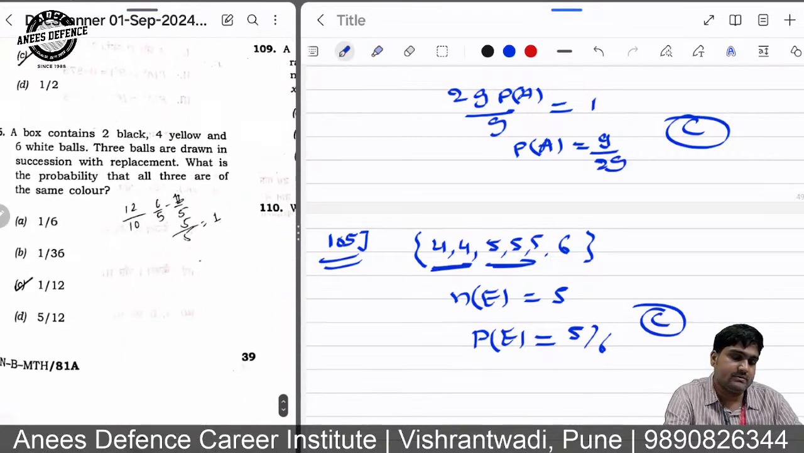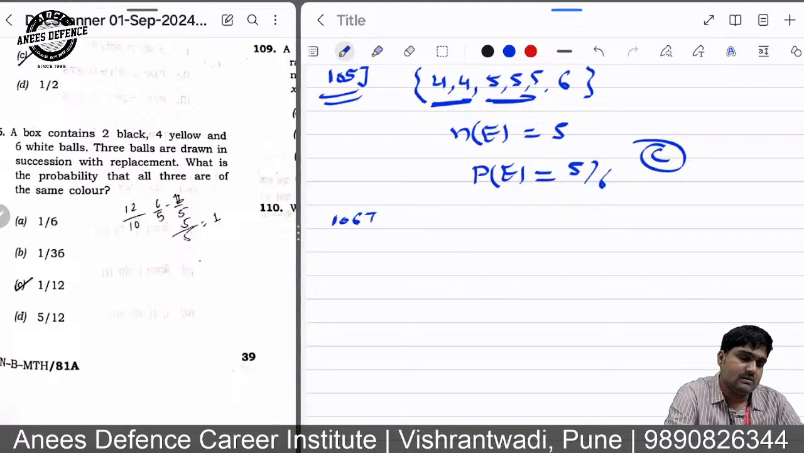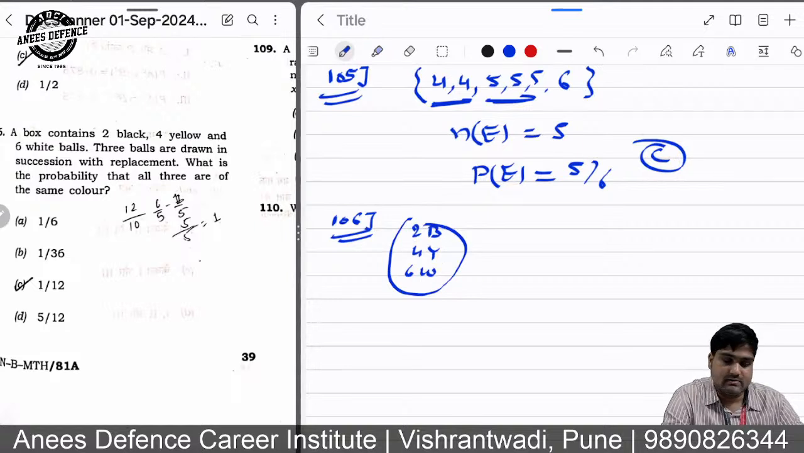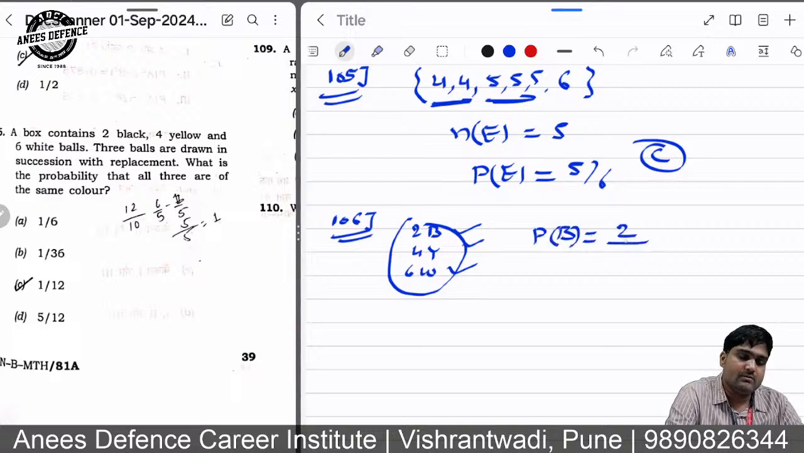Okay, question number 106. A box contains 2 black balls, 4 yellow balls, and 6 white balls. 3 balls are drawn in succession with replacement. What is the probability that all 3 balls are the same color? That means all 3 balls may be black, or they are yellow, or all are white. So what is the probability of getting a black ball? Getting a black ball is 2 upon 12. Getting a yellow ball is 4 upon 12, and getting a white ball is 6 upon 12.